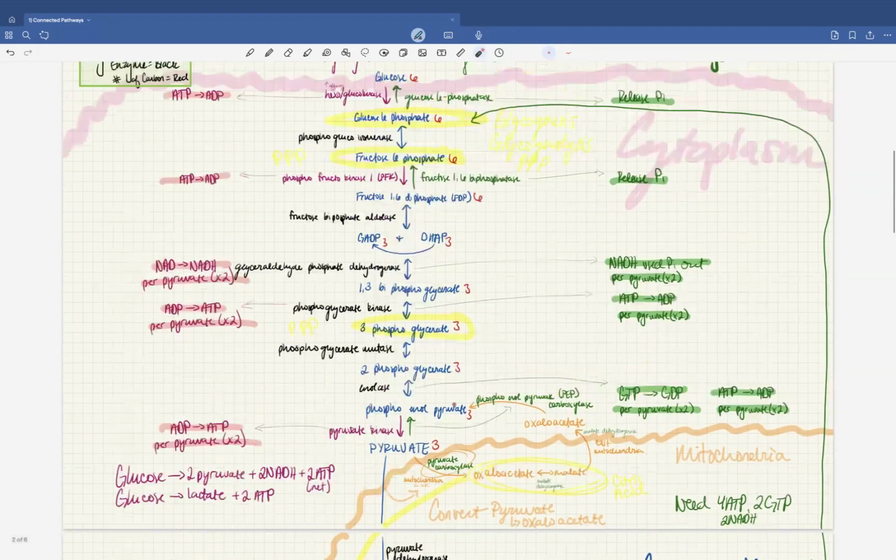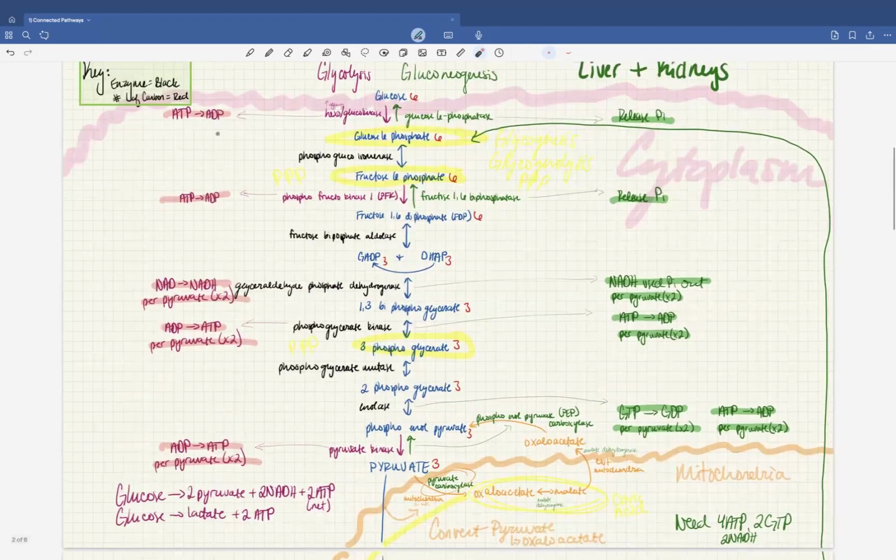And the final step of glycolysis is also irreversible and will generate an ATP molecule using the enzyme pyruvate kinase to create pyruvate. So to summarize glycolysis, we will end up with 2 pyruvate molecules and a net amount of 2 NADH and 2 ATP molecules. Unless oxygen is not present, then we'll make lactate instead. Because if we're using 2 ATP here and generating 4 ATP here, then it'll be a net amount of 2 ATP.